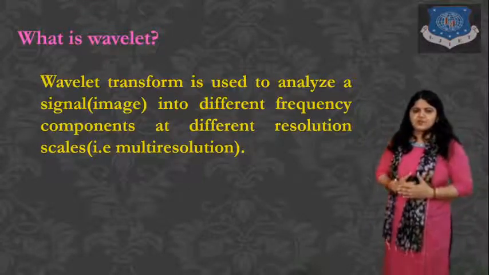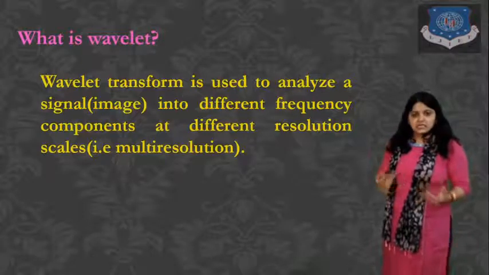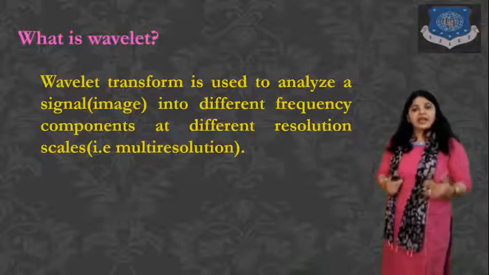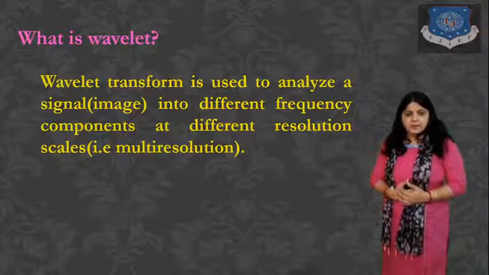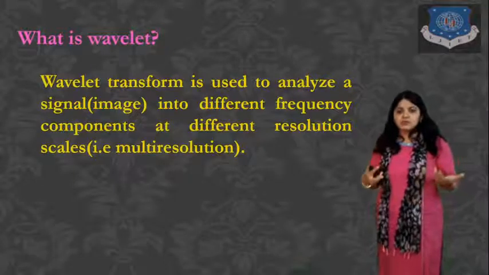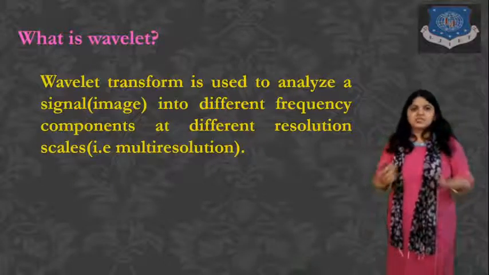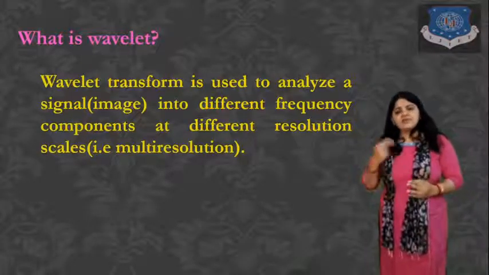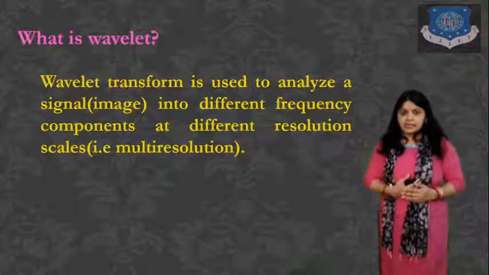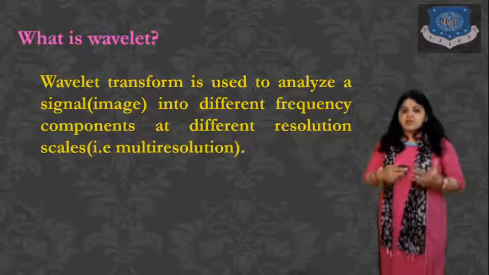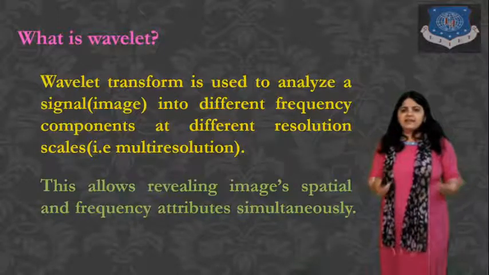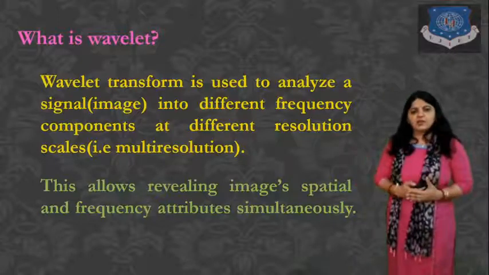The wavelet transform is used to analyze a signal or image into different frequency components at a different resolution scale. Multi-resolution can be provided by using the wavelet. So if we use different frequency components with different resolution scales, then our image is a high resolution image. This allows revealing the spatial and the frequency attributes of the images simultaneously.